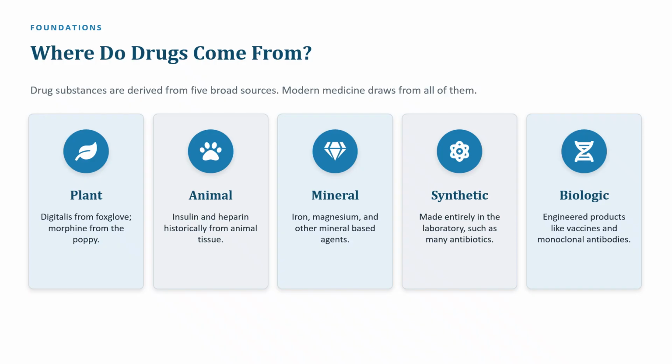The fifth and fastest growing source is biologic products. These are engineered from living cells and include vaccines and monoclonal antibodies, which are large, complex molecules that target disease very specifically. You do not need to memorize long lists of examples. The takeaway is that the medications a patient hands you can trace back to very different origins, and that origin can affect how the drug is stored, prepared, and administered. Biologics, in particular, often have special storage and handling requirements, so you will learn to follow carefully.